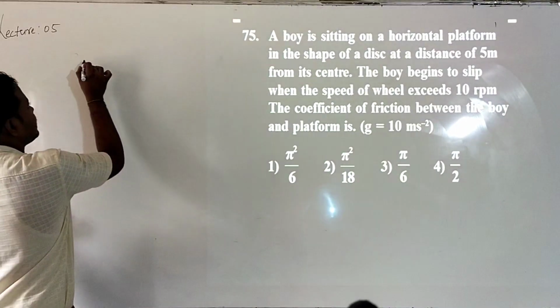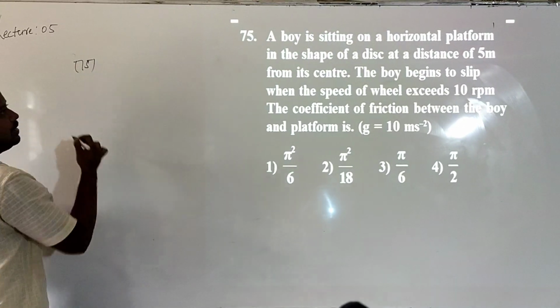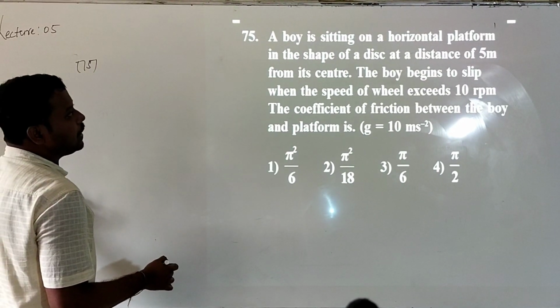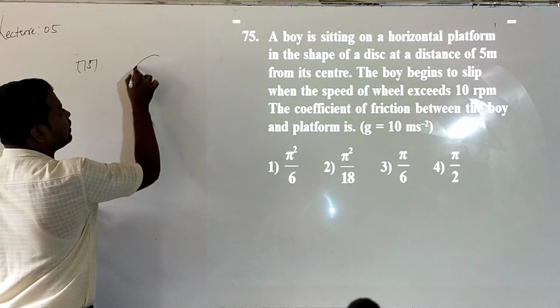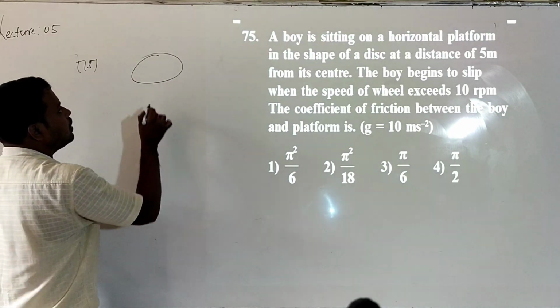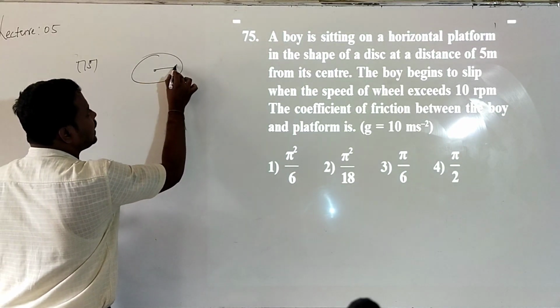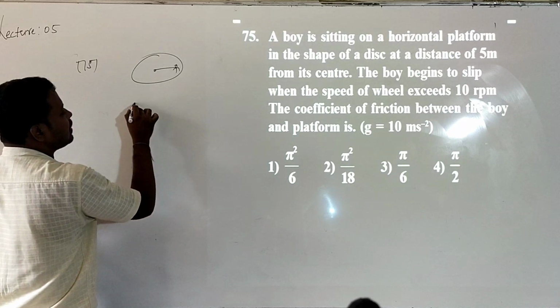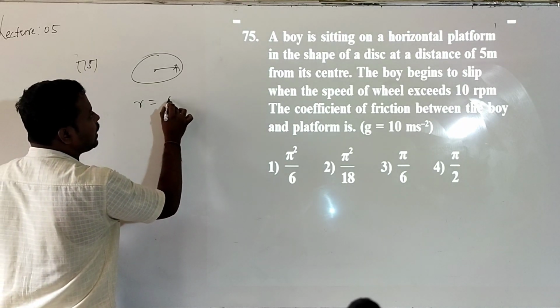So question number 75. One platform is there, a horizontal platform in the form of a circular disc. So this is the center. One boy is sitting here. What is the distance? R value is equal to 5 meters.